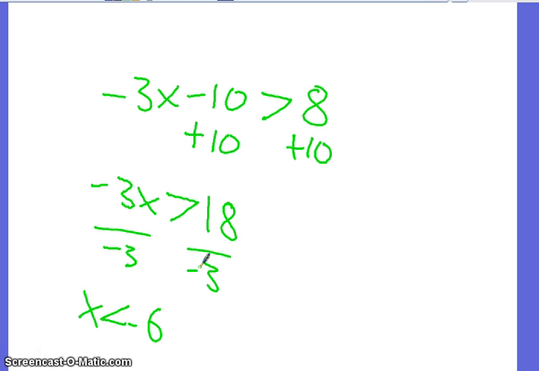Now graph it. So what would a graph of that look like? You draw a line. So it's -6 and then going down. If this is -6, I need to show that x is less than that. So that's an open circle going to the left. Why open circle? Because it's not equal to -6. It would only be a closed circle if it could have been equal.